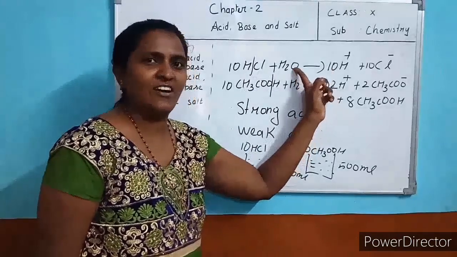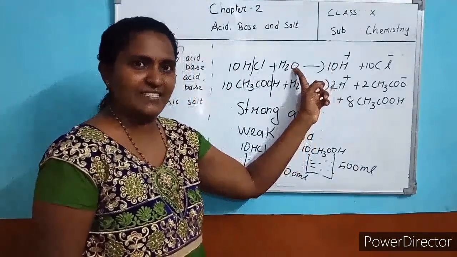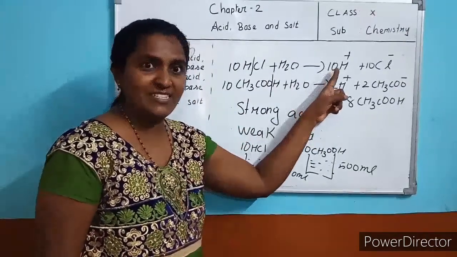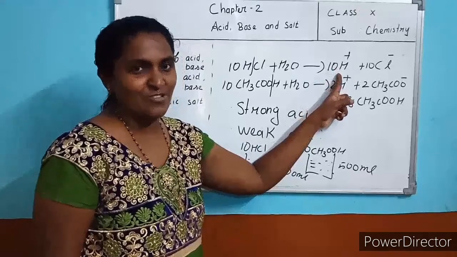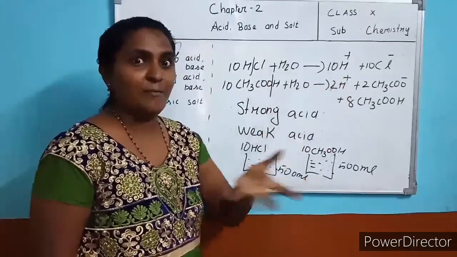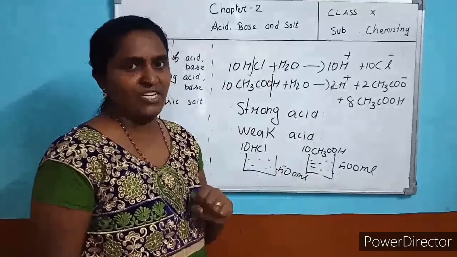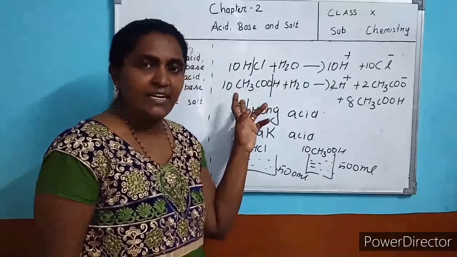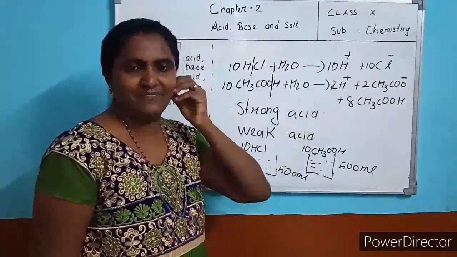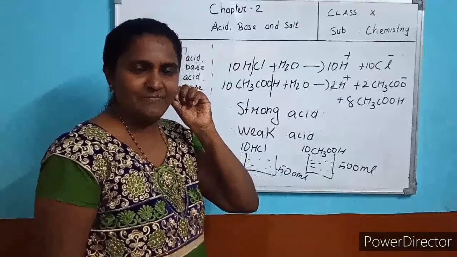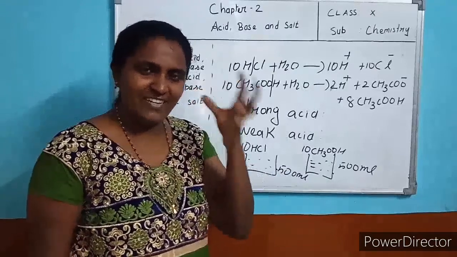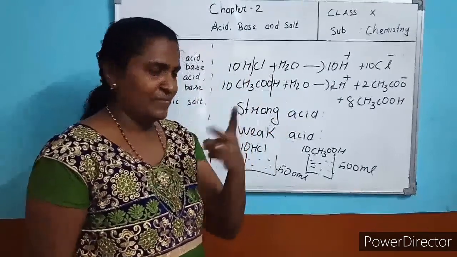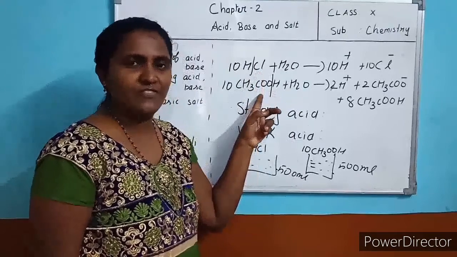So where are there more hydrogen ions, here or in hydrochloric acid? This acid is called a strong acid. Strength means the number of ions. This is the strong acid because the number of hydrogen ions in the solution is more. Whereas if you consider acetic acid, the number of hydrogen ions formed is very less, so it is called a weak acid. Understood? So based on the hydrogen ions, you can divide acid into two types: strong acid and weak acid.